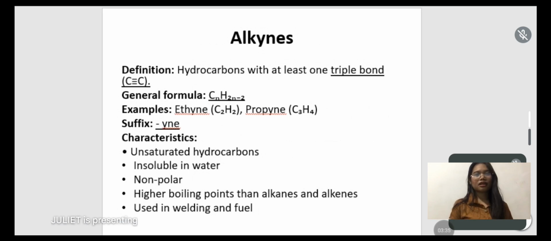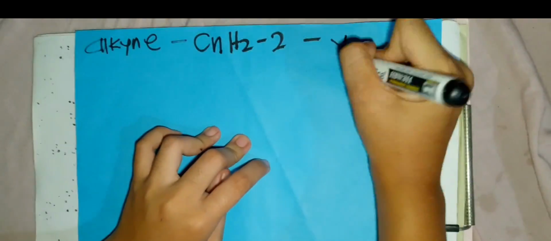Let's proceed to the characteristics of alkynes. Alkynes are unsaturated hydrocarbons, insoluble in water, non-polar, with higher boiling points than alkanes and alkenes. Used in welding and foil. Remember the formula, which is CnH2n minus 2, and then the suffix -yne.